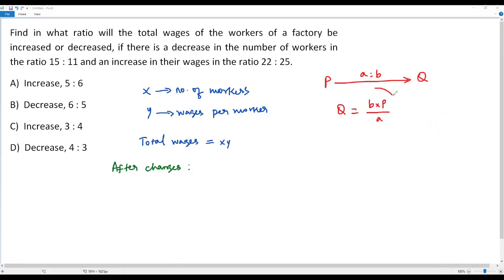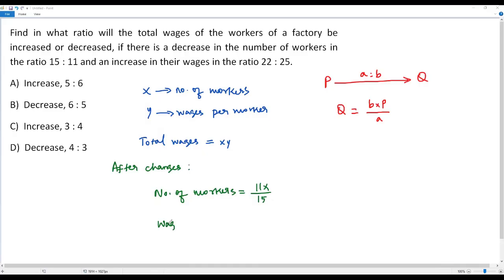Now using this formula, let's find the number of workers in the factory after the decrease in the number of workers in the ratio 15 to 11. So let me write the stuff over here. That is, the number of workers equals, we multiply the second term of the ratio by the original quantity X, that is 11 times X is 11X. It has to be divided by the first term of the ratio, 15. Here I got the number of workers after decreasing the number of workers in the ratio 15 to 11.